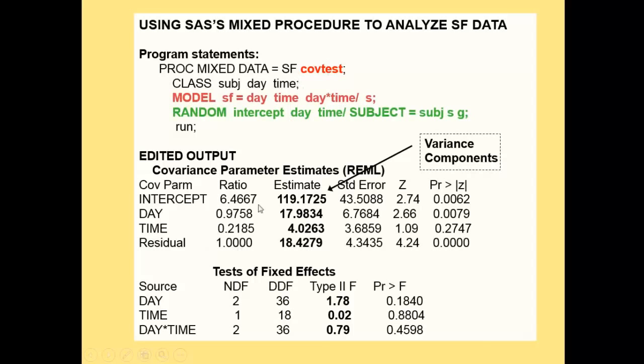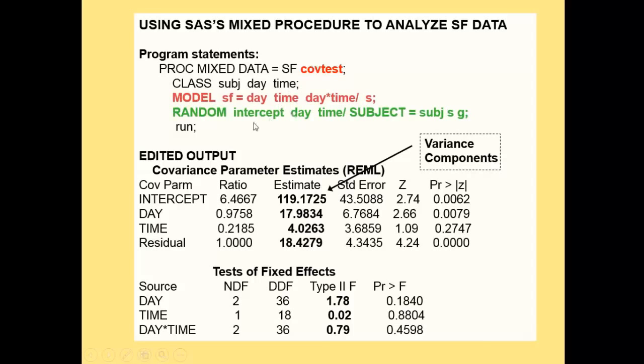If I didn't put covtest, I might get the ratio and the standard error, but I might not get the Z and the p-value. So this is something extra. But look where it says class subject day time SF, day times time slash S. What's that doing? What's the model? What are the fixed effects in the model? There are two dummy variables for day. Day has three categories, so two dummy variables for day, and I've got it as a class variable. One dummy variable for time, and two product terms, day times time. That's the fixed effects part of the model, right? That's not that hard, okay?